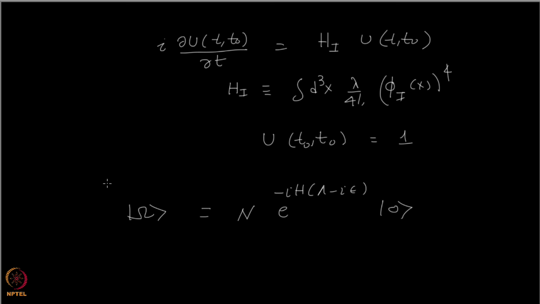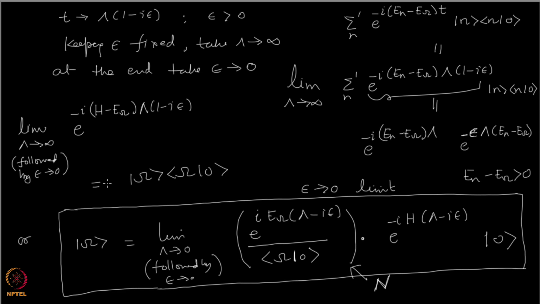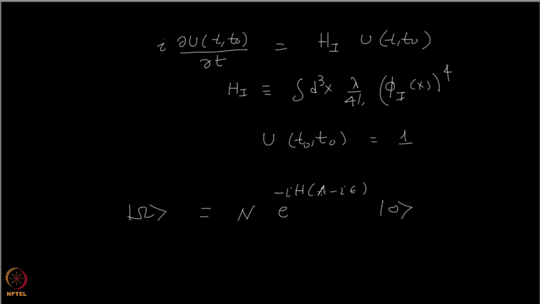Okay, let's check if it is correct. This is correct, and of course I should put lambda going to infinity followed by epsilon going to 0. Okay, so this is where we stand right now.